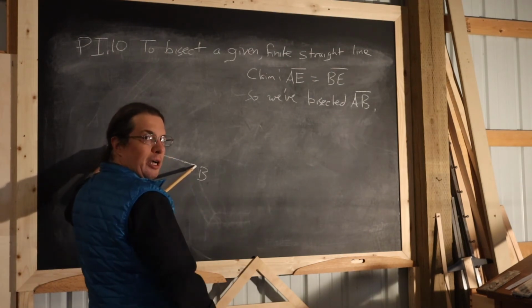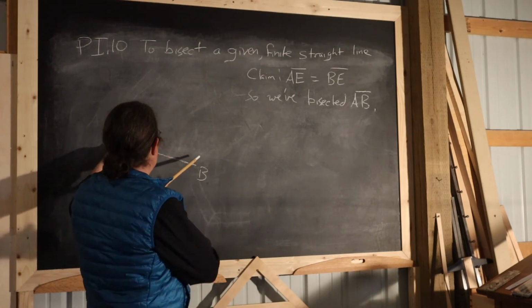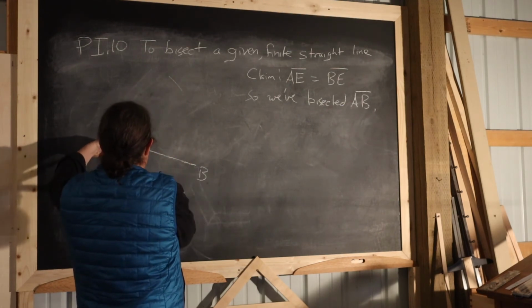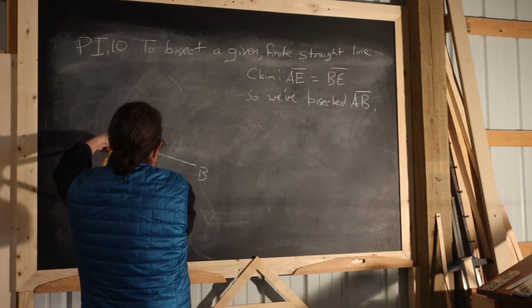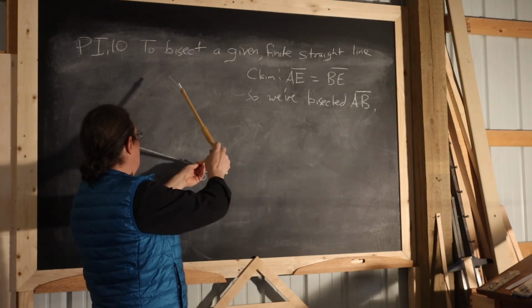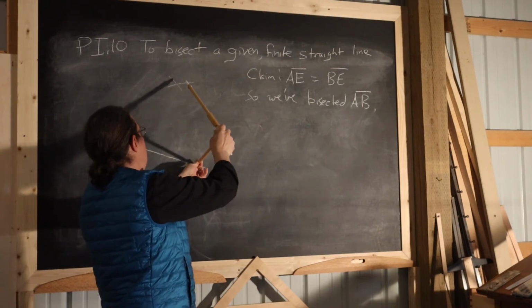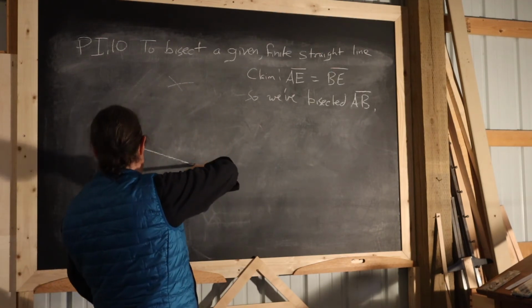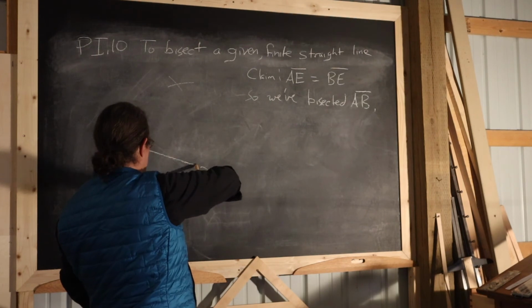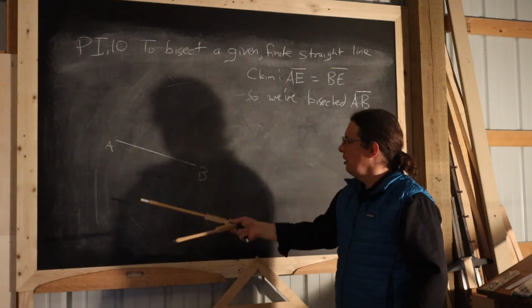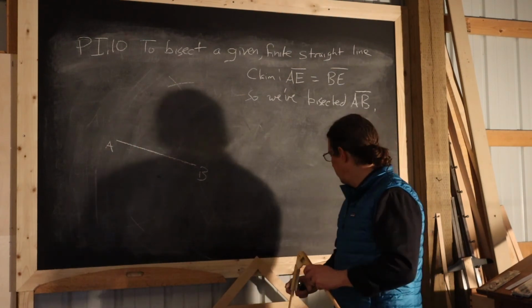So I'm going to set my compass to the distance from A to B. And from A, I'm going to swing an arc above AB and another one below it, roughly in the middle. From B, I'm going to swing the same sized arc so that it intersects the one above AB, and then another one so that it intersects the arc below AB. So I get an intersection here and an intersection here.